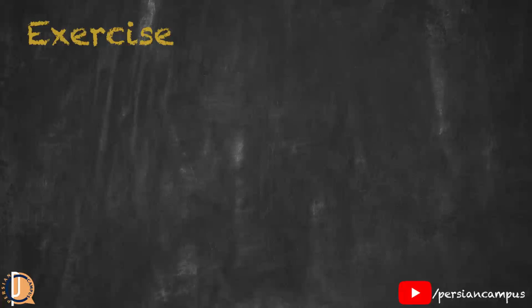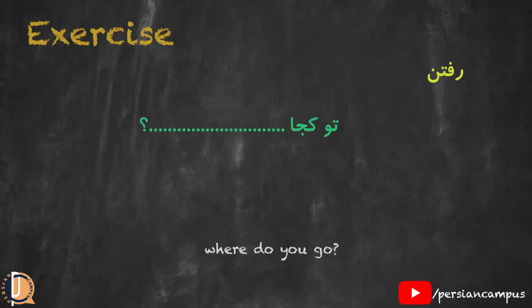Now let's practice. Fill in the gaps with the suitable verb. Use these verbs to complete these sentences. The first one is رفتن. تو کجا؟ The subject is the second person singular. The answer would be تو کجا می روی, which we remove one syllable ـو and we would have تو کجا میری.